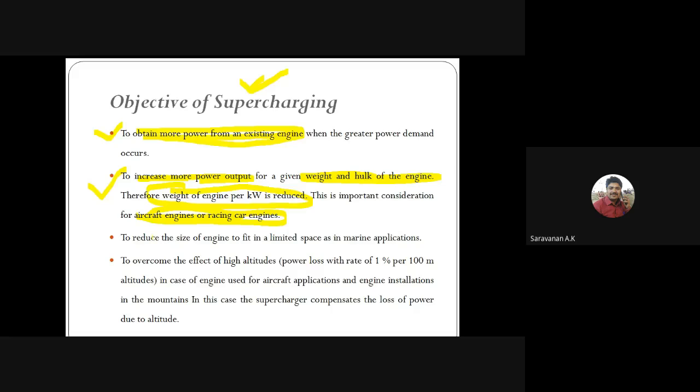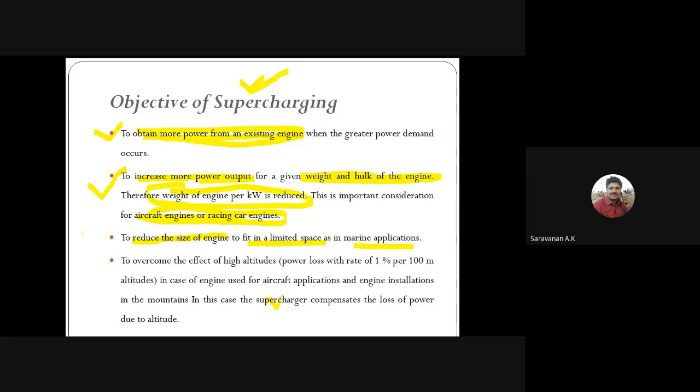Then we have to reduce the weight as well as the size of the engine, so it will fit in a limited space for marine applications. Due to this reduction of the size of the engine, we are not compromising the power output. The supercharger is used to obtain greater power even in small-size engines.